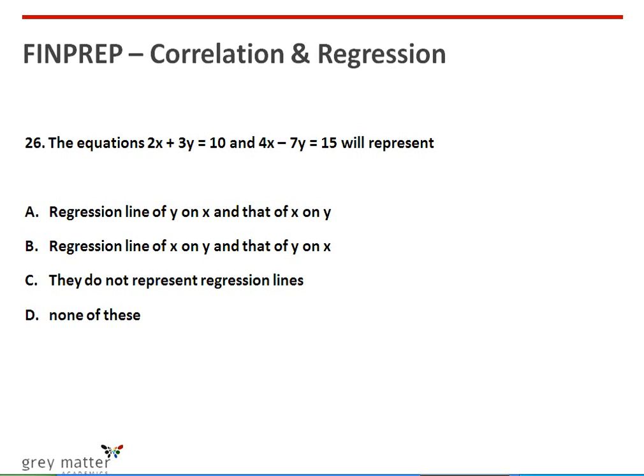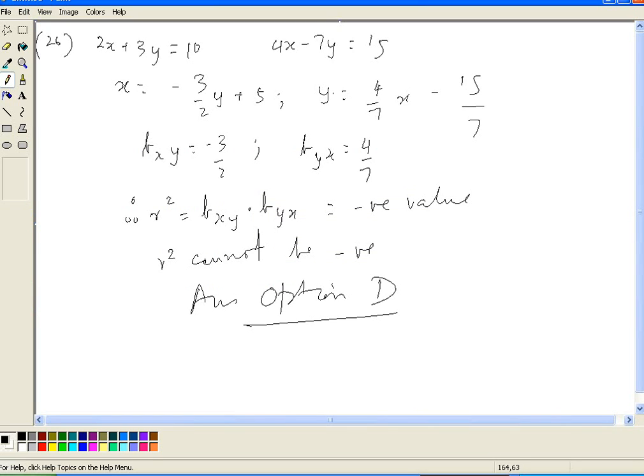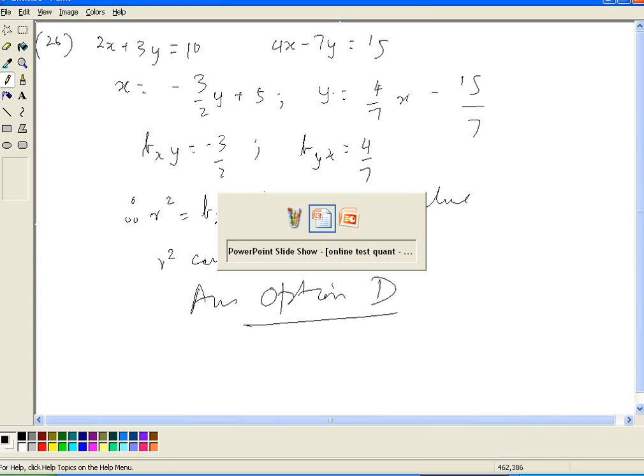We'll try to see which of the options satisfy. Now, going to our present work area, 2x plus 3y equal to 10 and 4x minus 7y equal to 15, we can find that the regression coefficient of x on y, bxy, is minus 3 by 2, while y on x, byx, is 4 by 7. Now, one of them is negative, another is positive. So your r squared, which is bxy into byx, gives a negative value. But r squared cannot be negative. So the only relevant option is D.